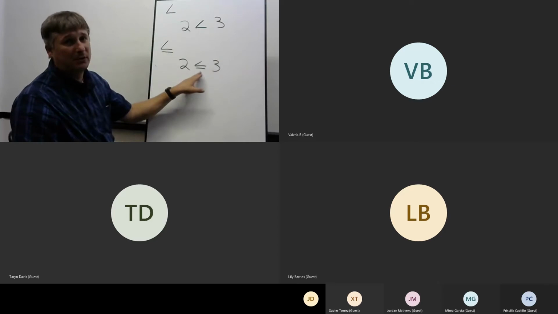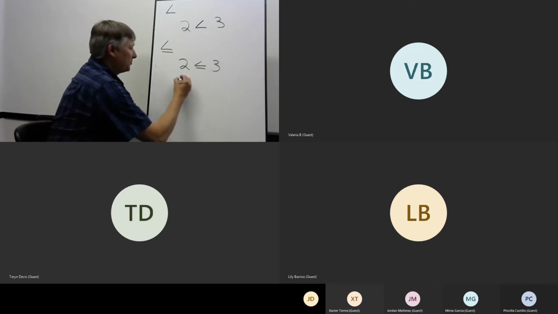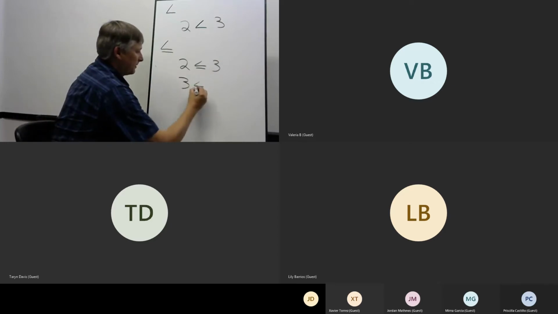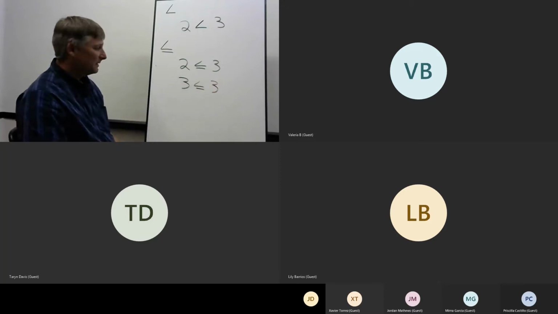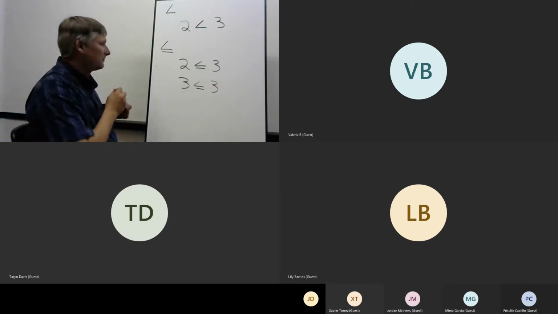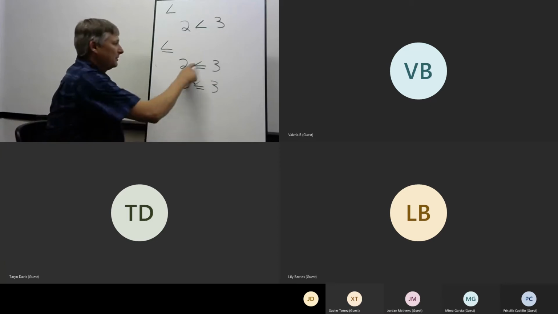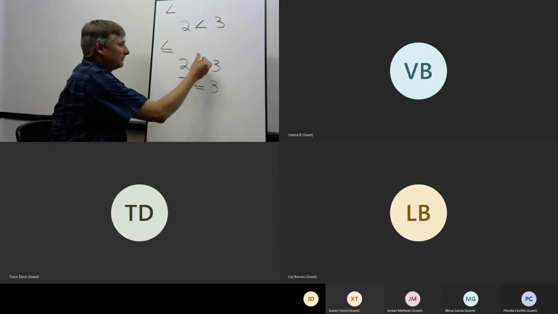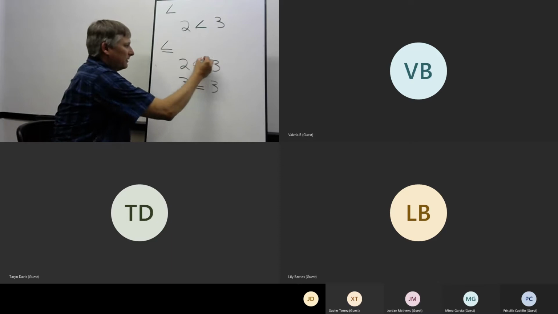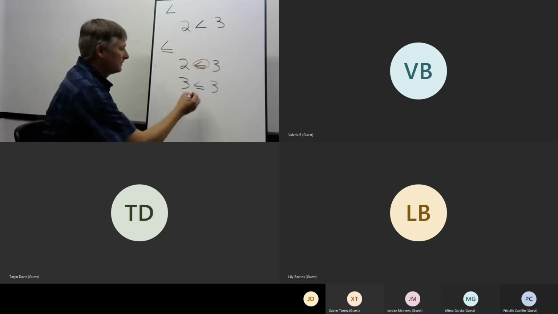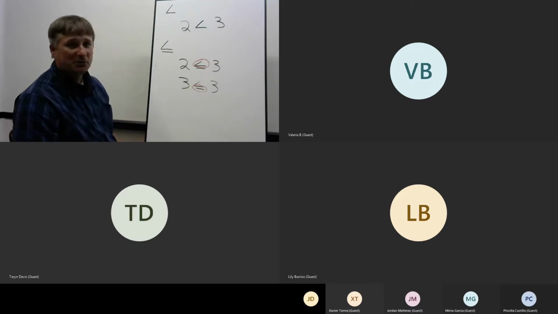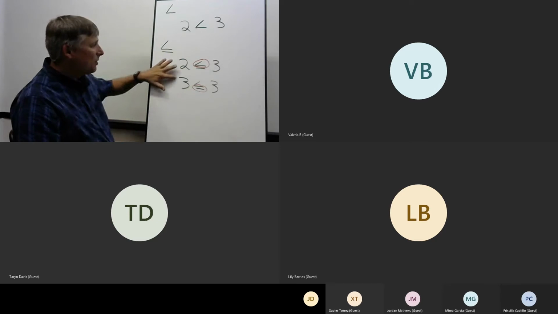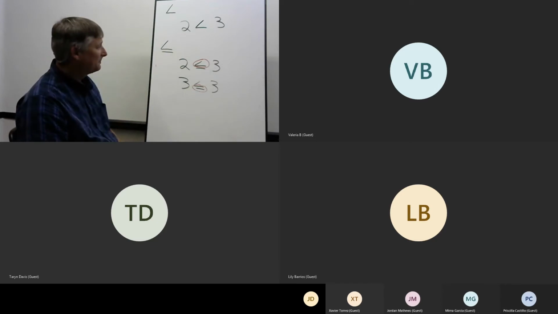You have two options here. But this will also be true. 3 is less than or equal to 3. So for this situation, we have two options, the less than or the equality. Here, the less than turned out to be true. And here, the equals turned out to be true. So you have two options here. Questions about that?